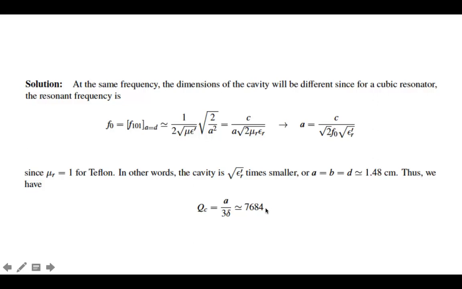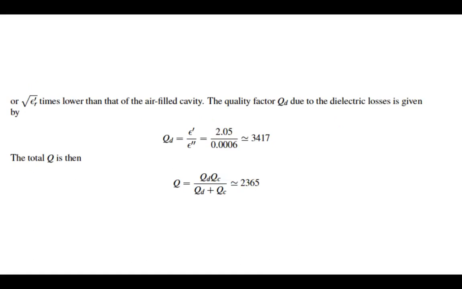So you can see that when you put a dielectric into a cavity for the same resonant frequency, the cavity size has to get smaller, and you find that the Q also gets smaller. Then the quality factor due to the dielectric losses is given by taking epsilon prime over epsilon double prime, and out of that we get 3,417.